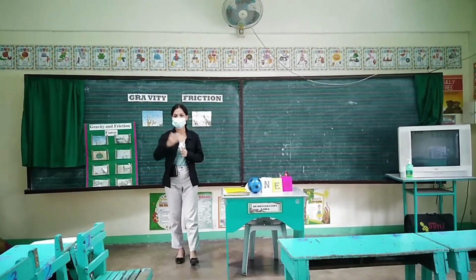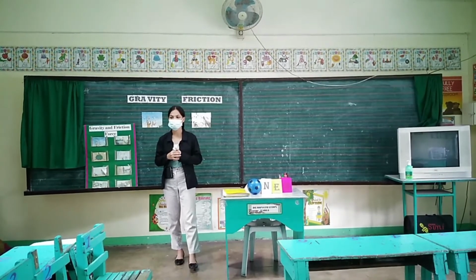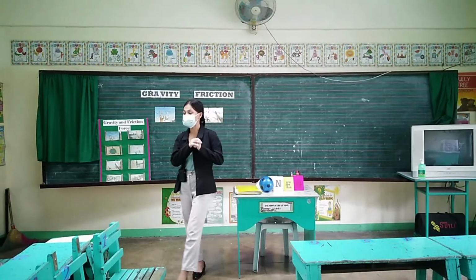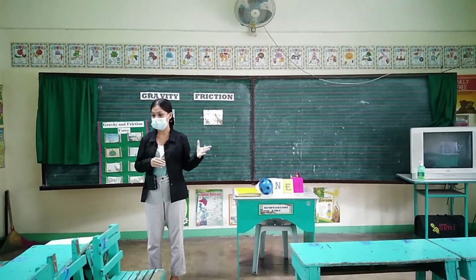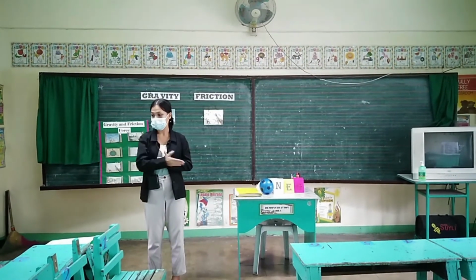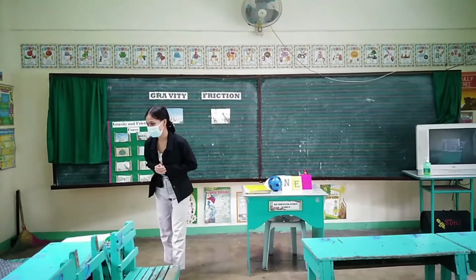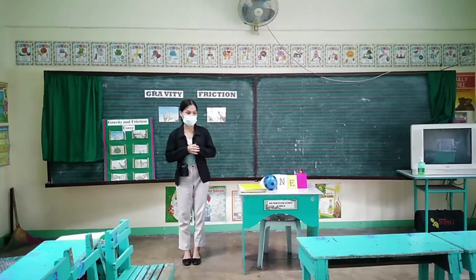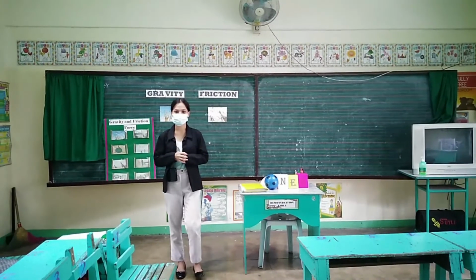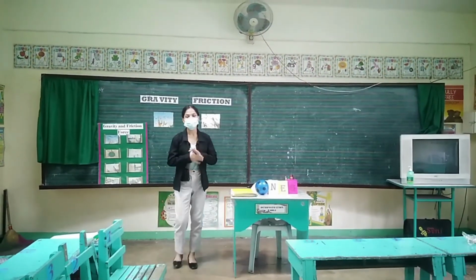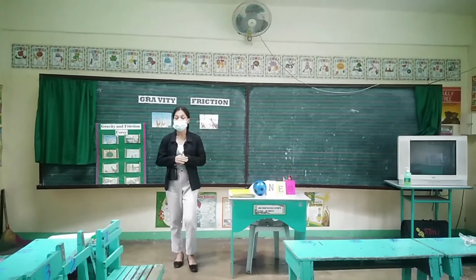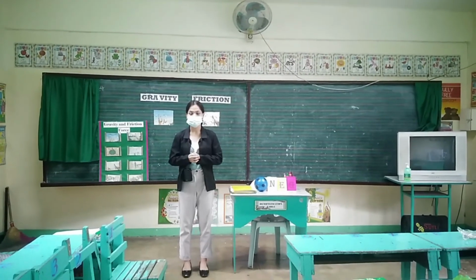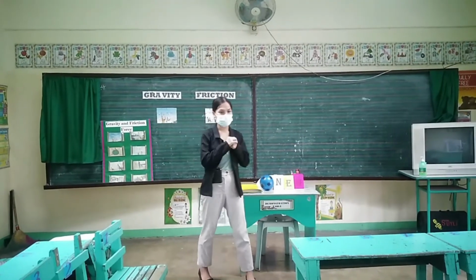And now, April, can you please come here in front? So, Aramina, why do you think April did not slip on the floor when she walked here? Very good, because the floor is not slippery. Thank you, Aramina and April. You may now take your seats. Okay, your answers are all correct, but those are not the main reasons why the ball fell and why April did not slip. And we will find out that later.